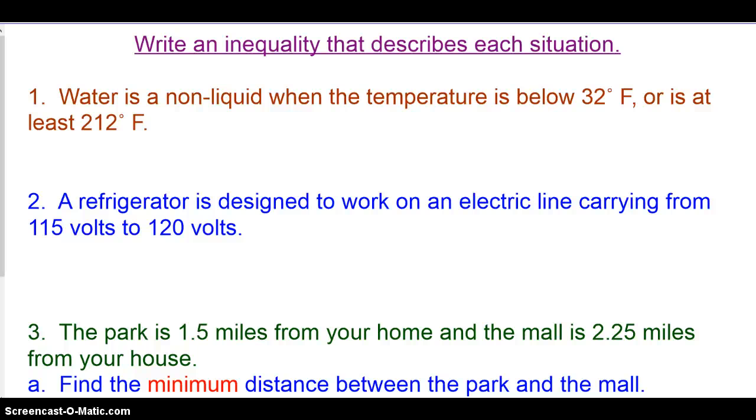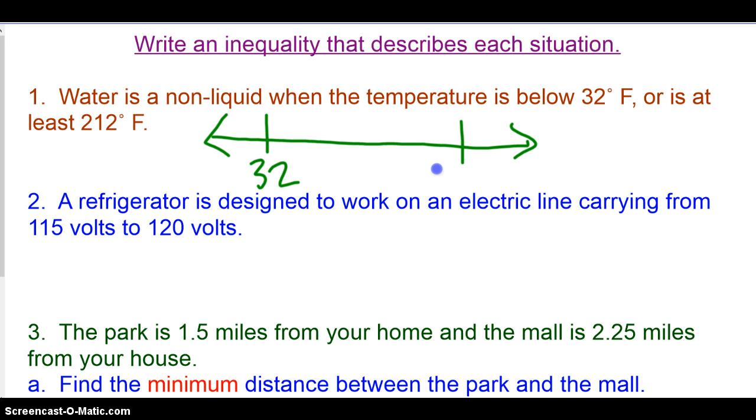Then here, just a couple of extra things to think about. Write an inequality that describes each situation. Water is a non-liquid when the temperature is below 32 degrees Fahrenheit or is at least 212. So I'm going to put out, it says write an inequality. Well, here's kind of what happens just pictorially. It has to be below 32, so that's down here. Could it be 32? No, 32 is when it changes to water. And then at least 212, so could it be 212? Yeah, that's when it turns to steam. And then we go like this.